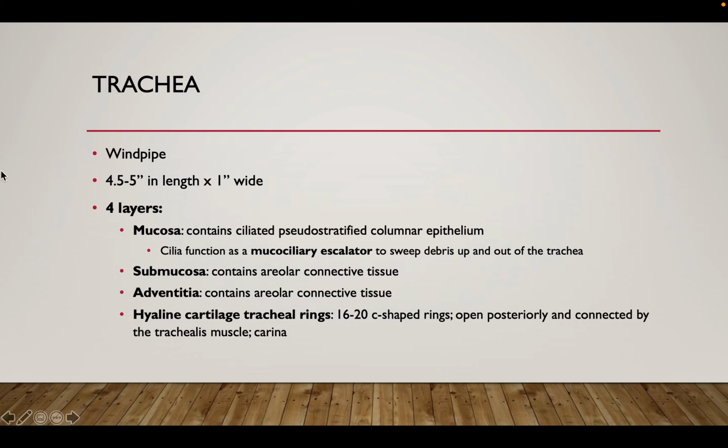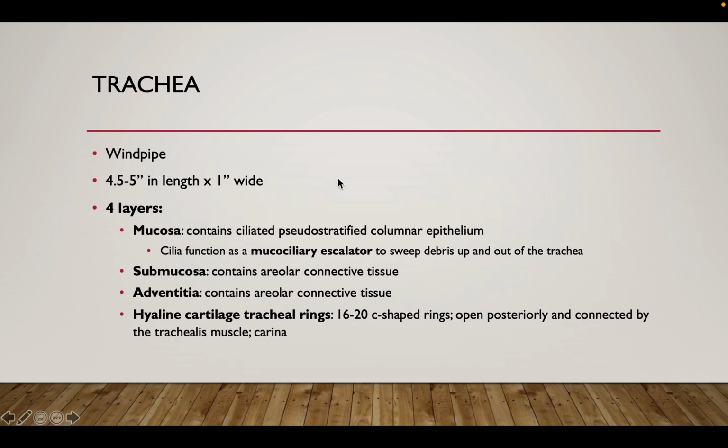Our trachea is often referred to as our windpipe. It's anywhere from 4 to 5 inches in length, about an inch in diameter, and it contains all of those different tracheal rings. Do those make a complete circle? Hopefully you're saying that they do not. So they're C-shaped, so they're open. They're open in the back.